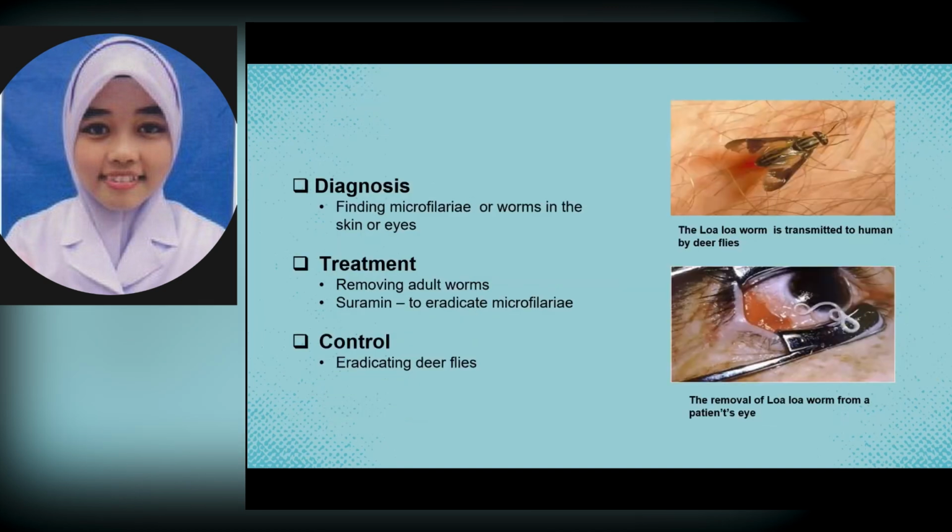Diagnosis: finding microfilariae or worms in the skin or eyes. Treatment can involve removing adult worms and using ceramine to eradicate microfilariae. Control: eradicating deer flies, like this picture.